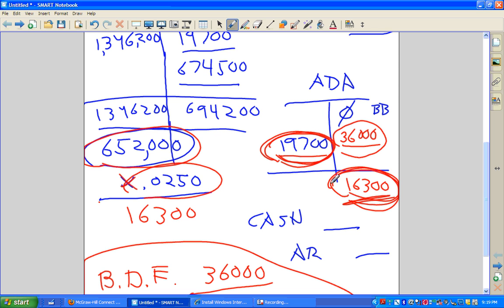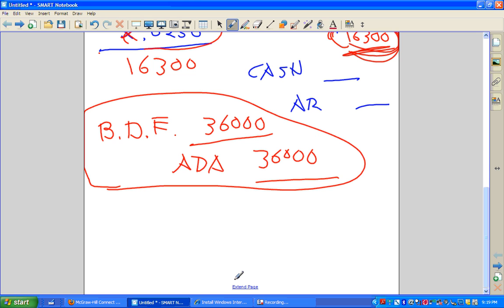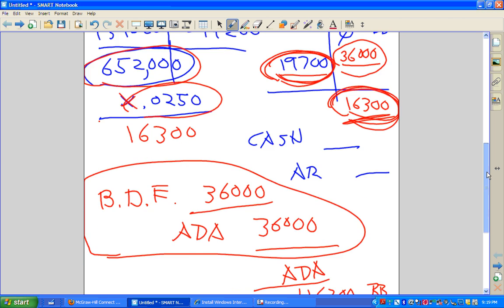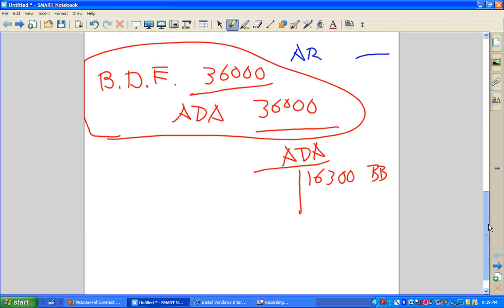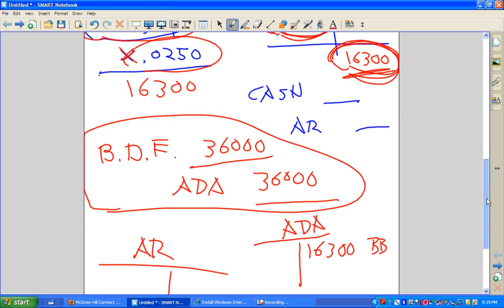Now, next time we do this for 2012, we're going to have a cushion that looks like this. 16.3 will be our beginning balance. And of course, our accounts receivable will have 652,000 as its beginning balance. So these are both relevant because, what was that number again? 652, yeah.